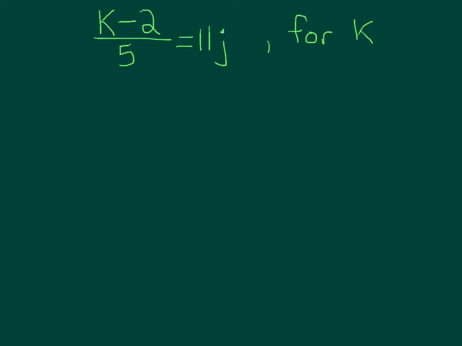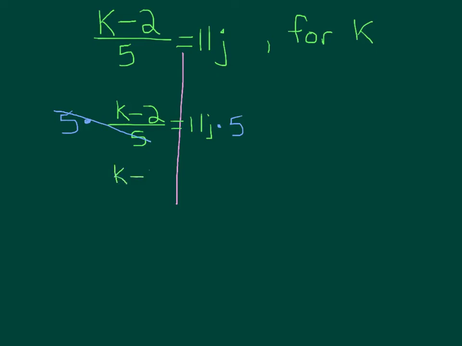Here's my second equation, and I'm going to solve for k. So if I put a line at my equal sign, I want to get k by itself. And since I have this fraction, I want to undo that fraction by multiplying both sides by my denominator. So I'm going to multiply both sides by 5. On the left side, it's going to cancel out my 5 here, which leaves me with k minus 2 equals 11j times 5 is 55j.